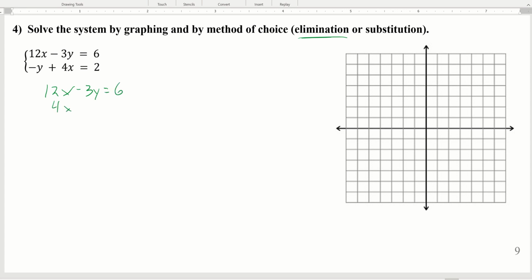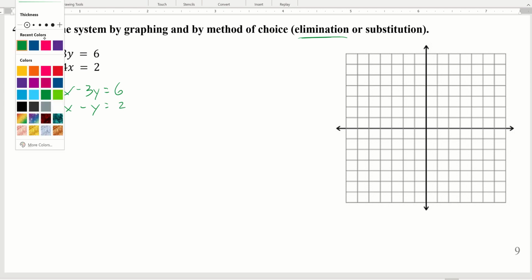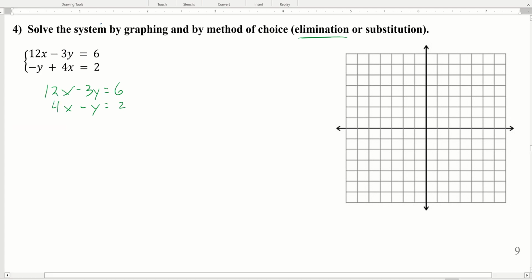So I'm going to do 4x minus y is equal to 2. I just switched the 2. Now I'm going to look and see what I can multiply the top and/or bottom by, because you can multiply both of them. If I multiply the bottom by -3, the y's will cancel, right? Because there'll be a -3 and a +3. So that's what I'm going to try.